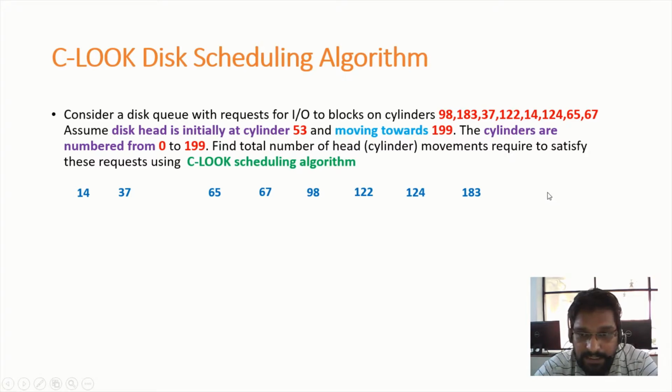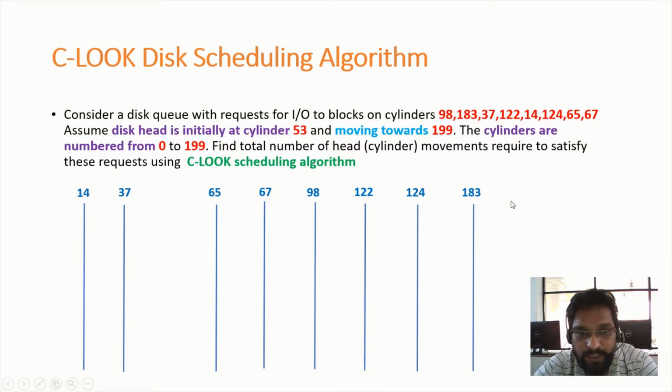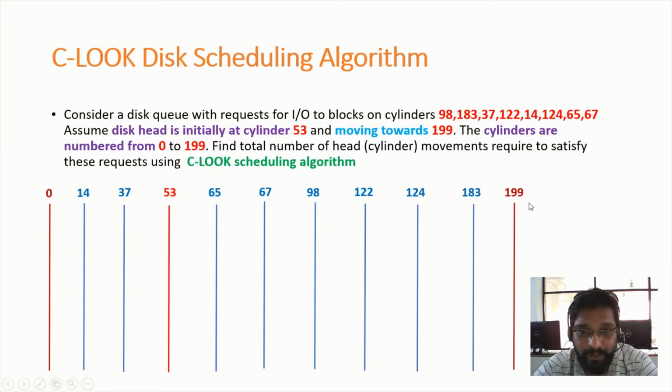Once I arrange the cylinders in ascending order, we get the following sequence. So let me draw the corresponding lines. The question says that initially the disk head is at cylinder number 53, so let me draw cylinder number 53. Now, the question says that the cylinders are numbered from 0 to 199, so let me draw the cylinders 0 and then 199. Let me mark the disk head, which is present at cylinder number 53.